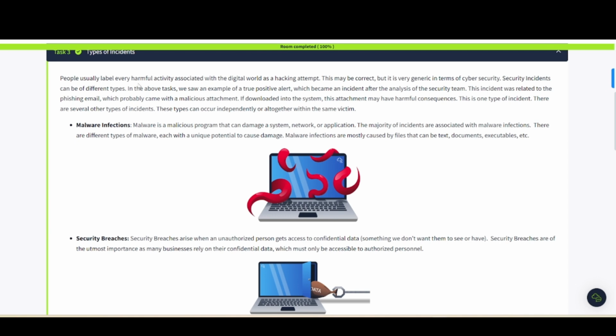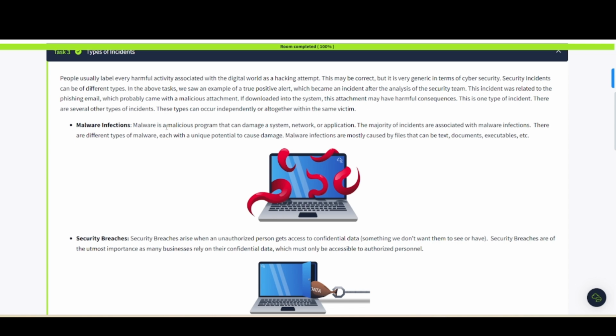People usually label every harmful activity associated with the digital world as a hacking attempt. This may be correct, but it is very generic in terms of cybersecurity. Security incidents can be of different types. In the above task, we saw an example of a true positive alert, which became an incident after the analysis of the security team. This incident was related to the phishing email, which probably came with a malicious attachment. If downloaded into the system, this attachment may have harmful consequences. This is one type of incident. There are several other types of incidents. These types can occur independently or altogether within the same victim.